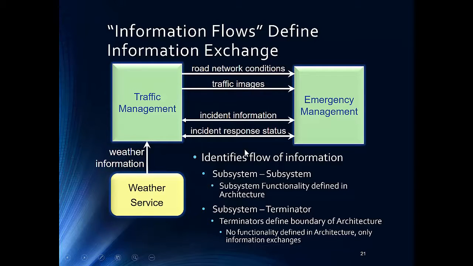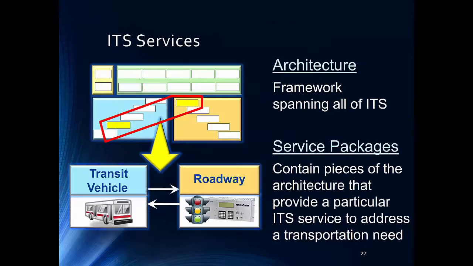There are information flows defined within the architecture that help you think about how information flows from one subsystem to the next. So for example, here you see a weather service is pushing weather information to a traffic management subsystem, which then can push this information to emergency management agencies, but also collect information from emergency management subsystems about where incidents have occurred.